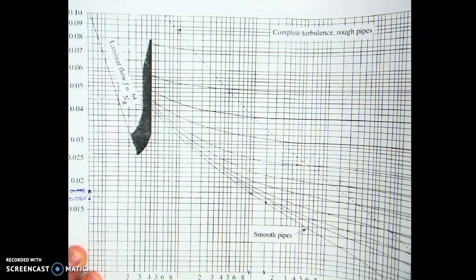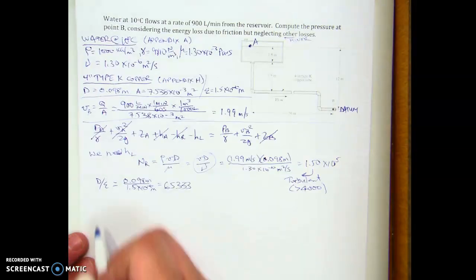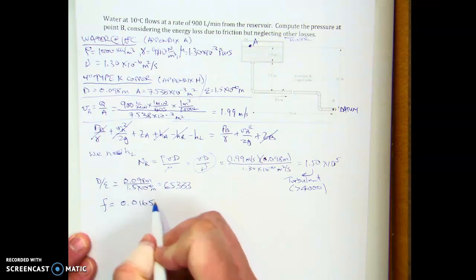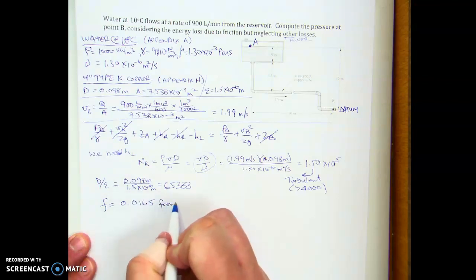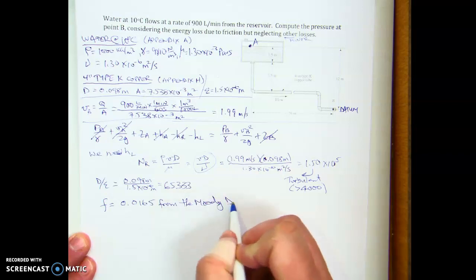And it's about where we are, maybe a little bit lower, but that'll do for what we're doing. F is equal to 0.0165 from the Moody diagram.